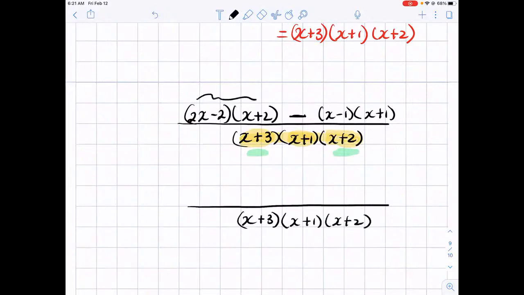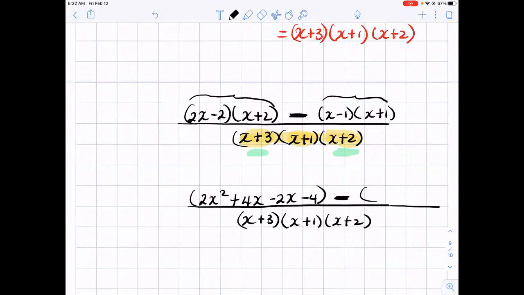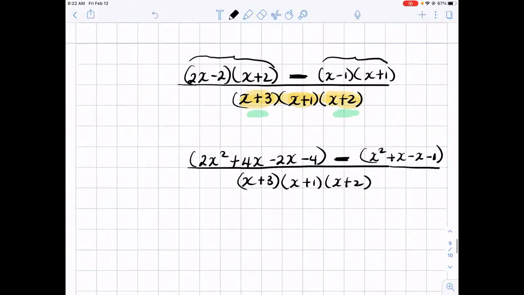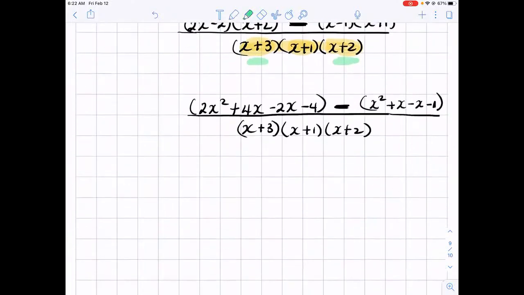If you multiply this out, you will get 2x squared plus 4x minus 2x minus 4. Minus, which is this minus here, if you multiply this out, you will get x squared plus x minus 1. We're going to now combine like terms. Denominator stays the same.